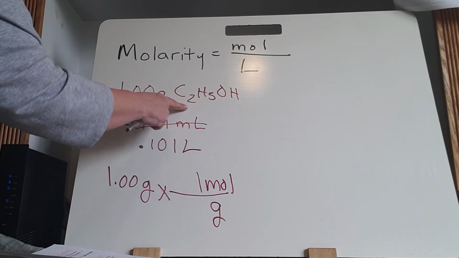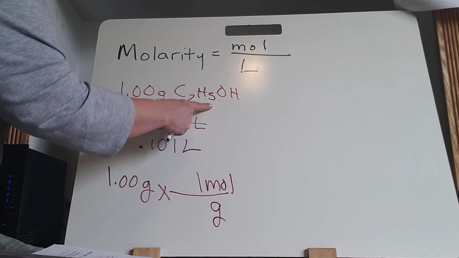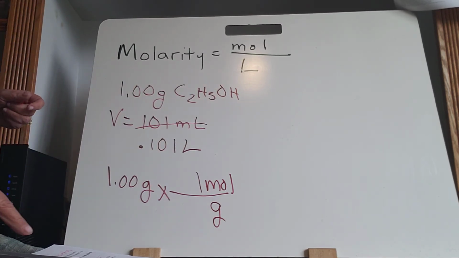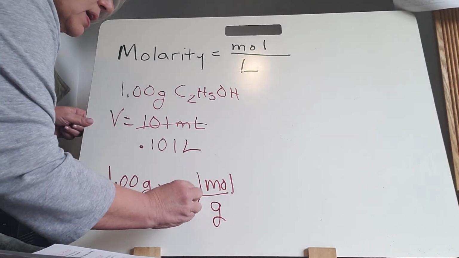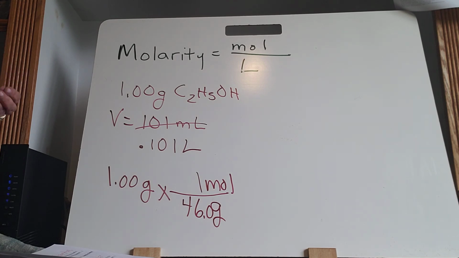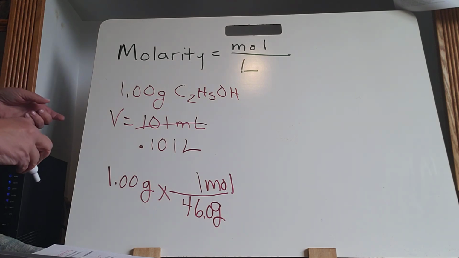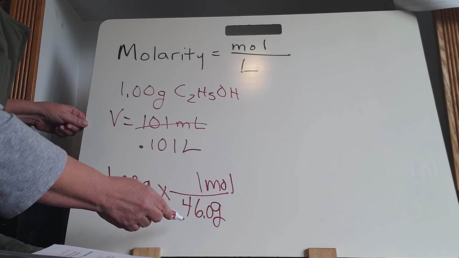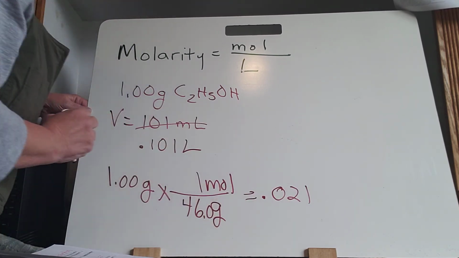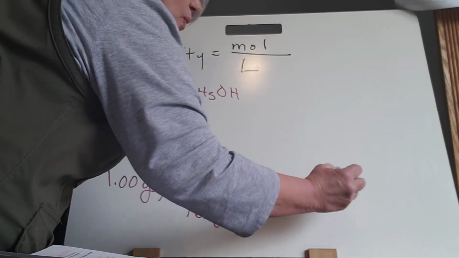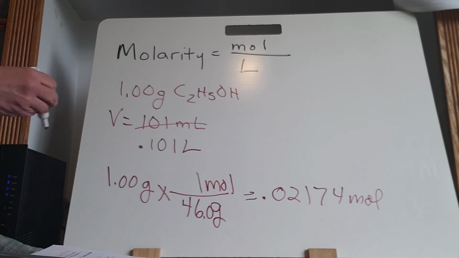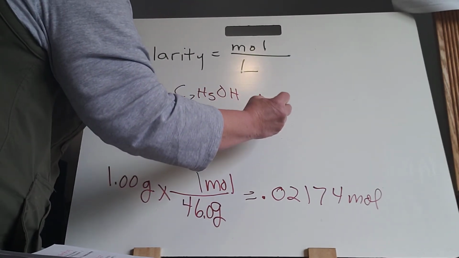So we have to add up the molar mass. 12 plus 12 plus 5 plus 16 plus 1 gives us 46 grams. And then I'm going to divide 1 by 46 because I'm multiplying across, dividing by the bottom, and I get 0.02174 moles. I'm going to take that mole and I'm going to go back to molarity.